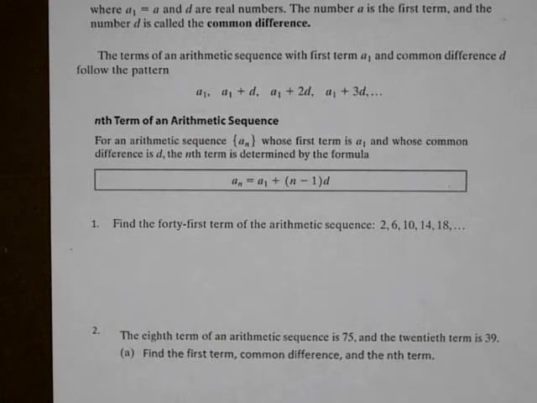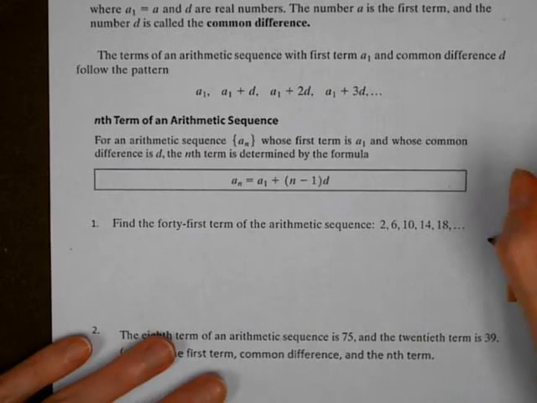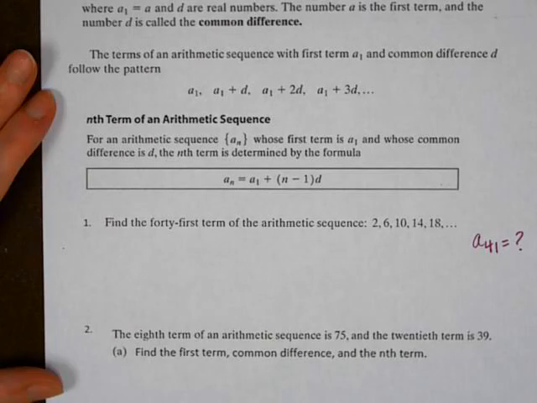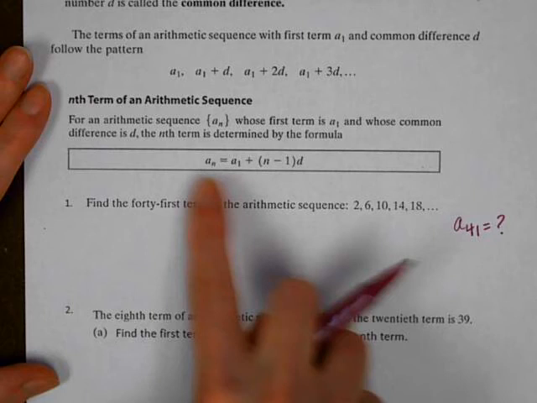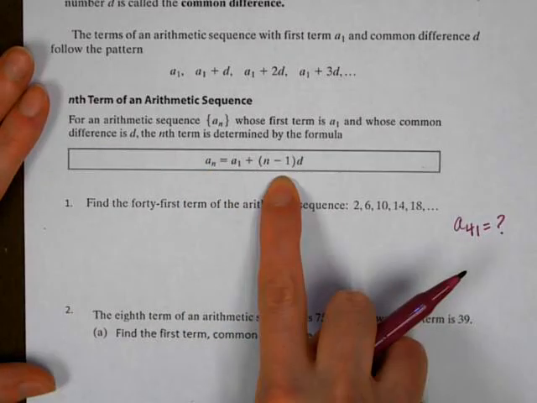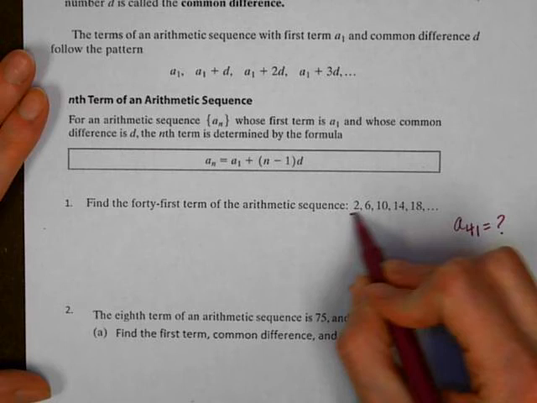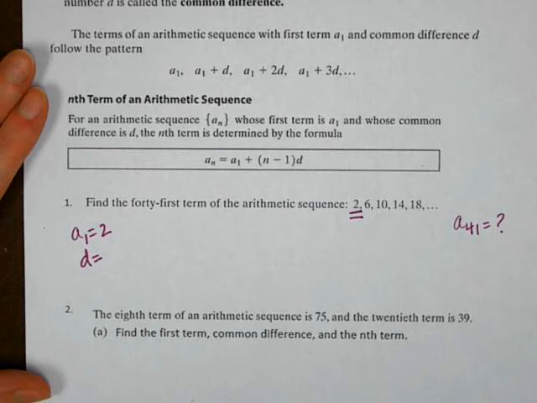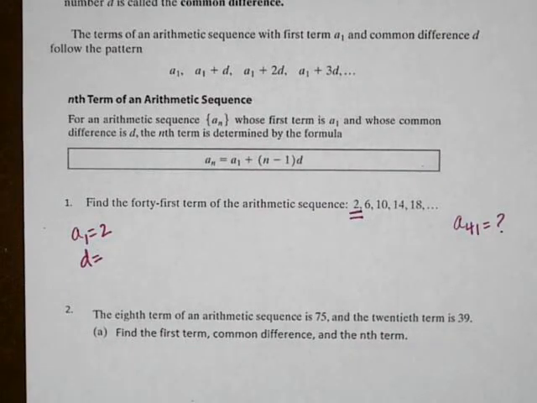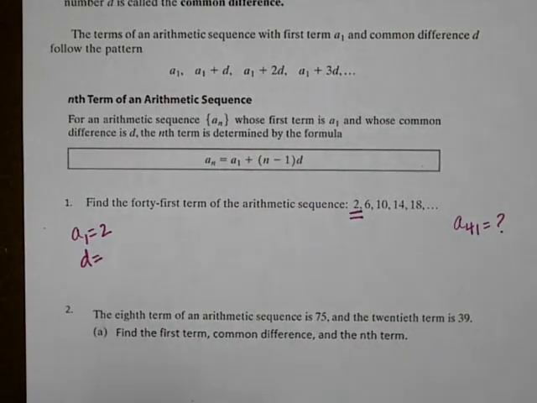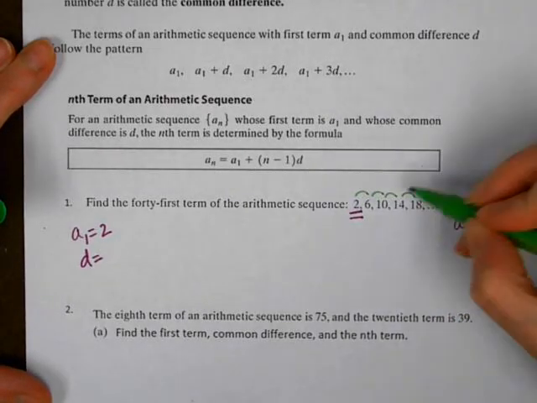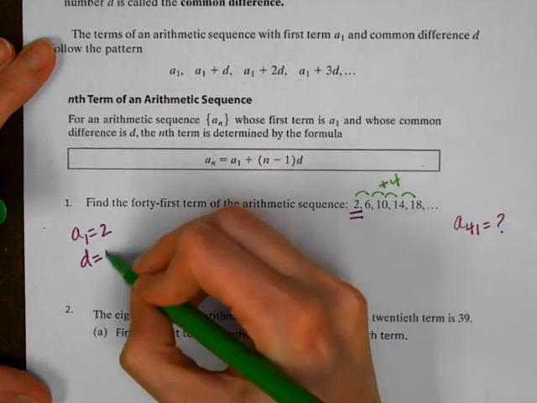Okay, so number 1 says, find the 41st term of the sequence. So in the end, we're trying to find A sub 41. And I always like to write down everything I have first so I can plug in stuff to the formula. So it looks like we definitely know A sub 1. That's going to be 2. And I think we also know D. D is that common difference. And if you notice from term to term, aren't we just adding 4 every time? Right? So the common difference would be 4.